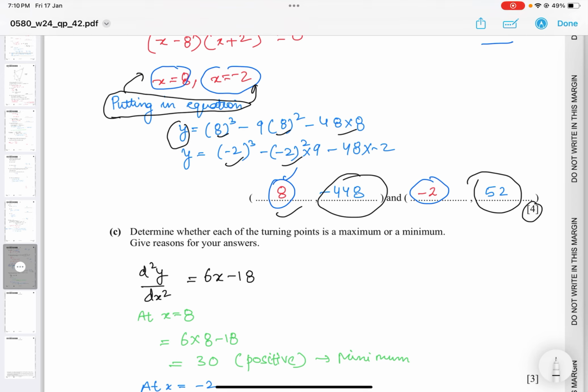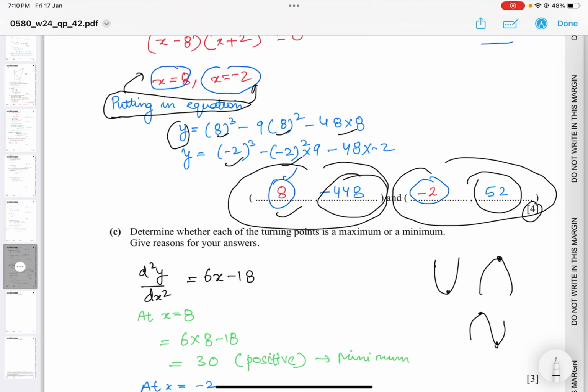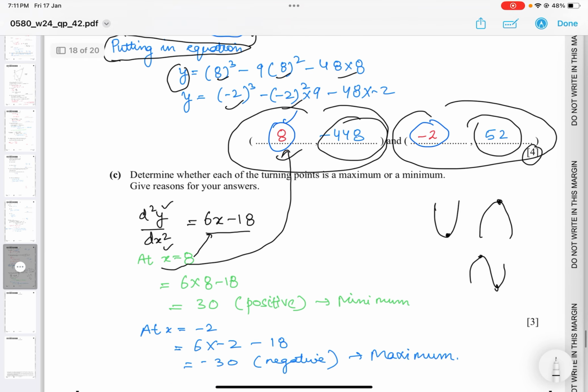Determine whether each turning point is a maximum. So we had 2 turning points because it is a cubic graph. Yes or no? All of you are aware of the cubic graph? Now, how can we know which of these 2 points is maximum and which is minimum? Just remember this. We will double differentiate it, that is d square y upon dx square, which results in 6x minus 18. Now we will check at x equals 8. Listen to me very carefully. We will put x equals 8 in this equation and we will get 30.